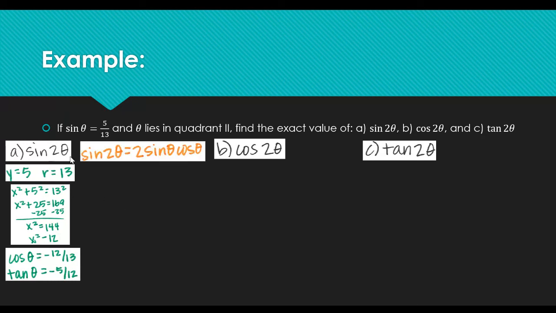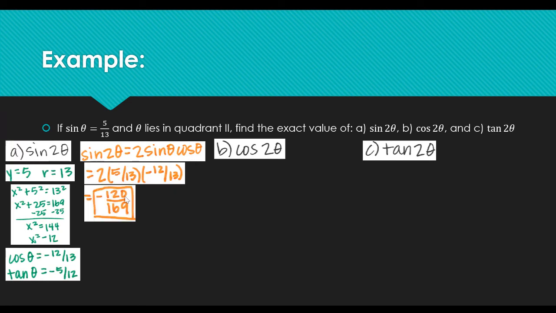So sine of 2 theta is 2 times the sine of theta, which I know is 5/13, times the cosine of theta, which we just found is negative 12/13. So I can plug those in. I have 2 times 5/13 times negative 12/13. Multiply those together and you get negative 120 over 169. That's it. That's your answer for that one.